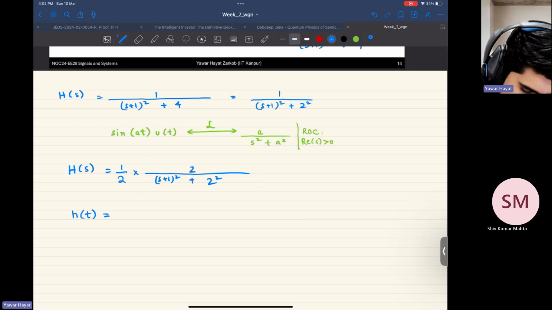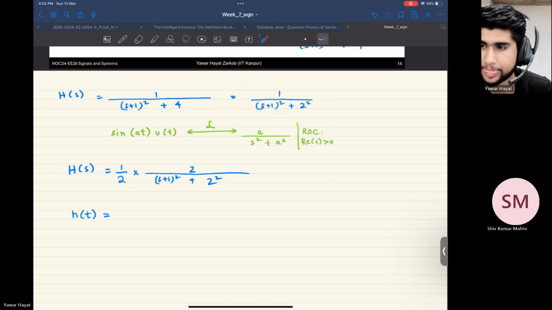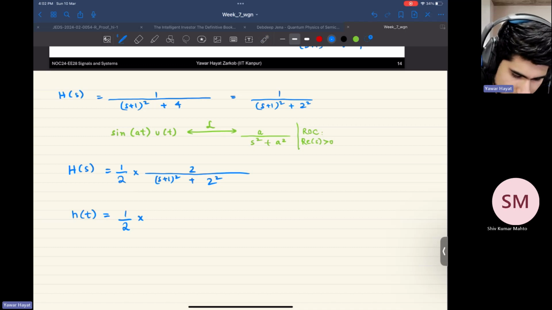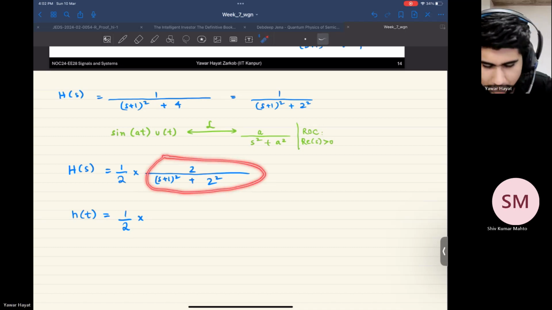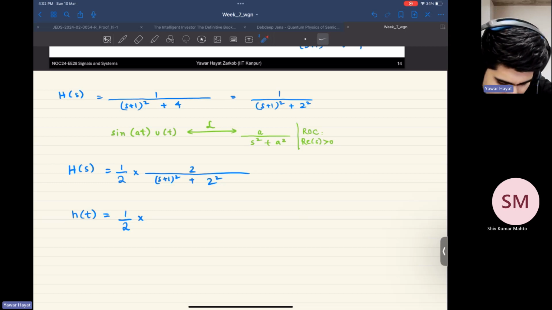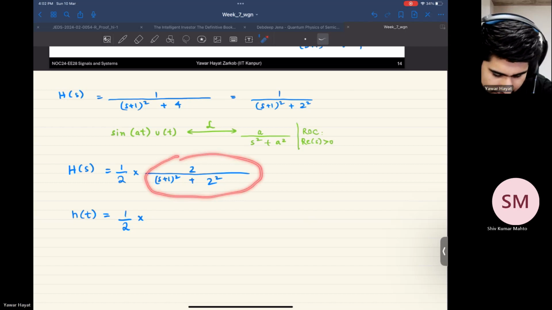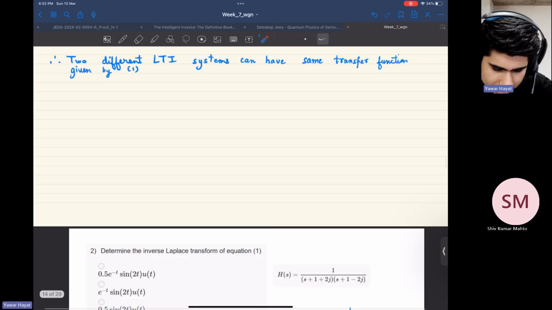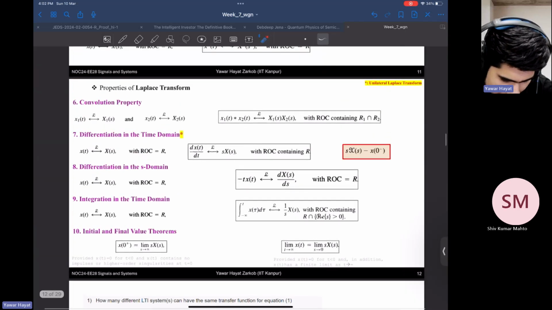Right, my H of s was this. So if I need 2 in the numerator, I need to divide by 2 as well. So this is half times this one, which would have been sine of at u of t had this been s square. But since in this expression I have s plus 1 instead of s, which property should I use? This is basically shifting in the s domain, right?